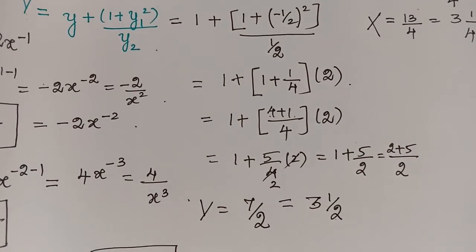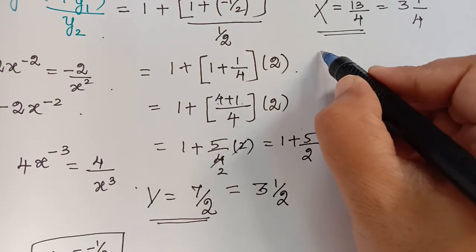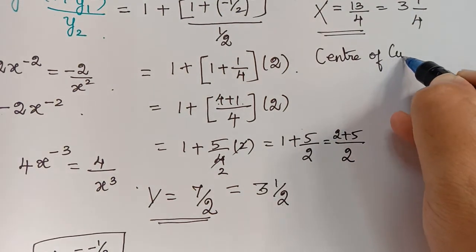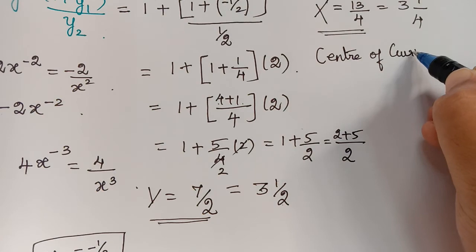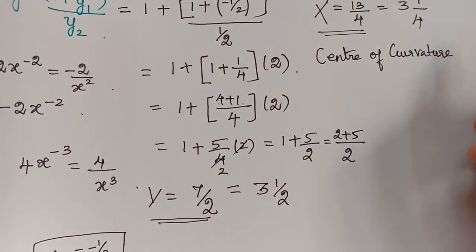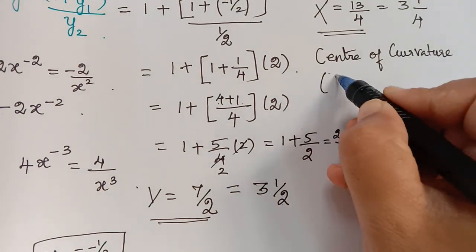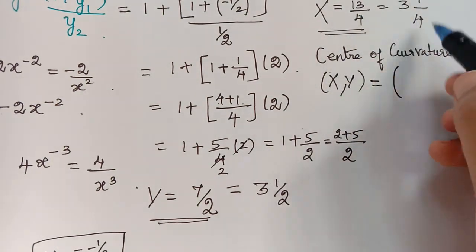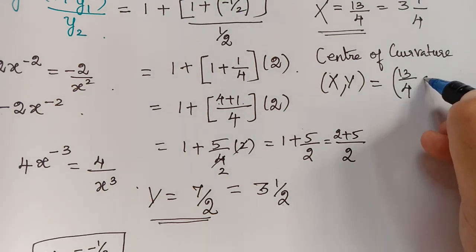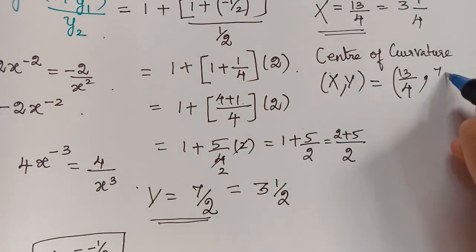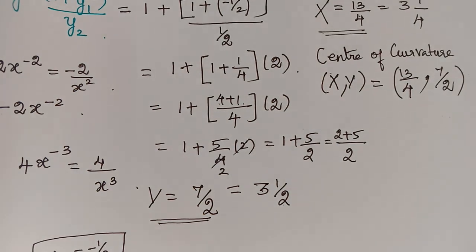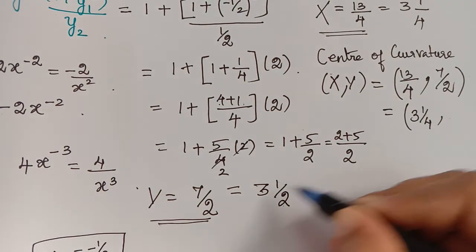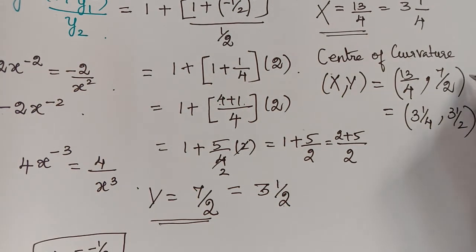The coordinate of x we have evaluated here to be 13 by 4, and therefore the center of curvature is, that is center of curvature. So we have to find the coordinates of the center of curvature, which is (x, y), and so that is equal to, what is the value of x? 13 by 4 comma, and the value of y is 7 by 2. This I have left in improper fraction. If we may keep it as a mixed fraction, it will be 3 1 by 4 comma 3 1 by 2. So this is the answer.